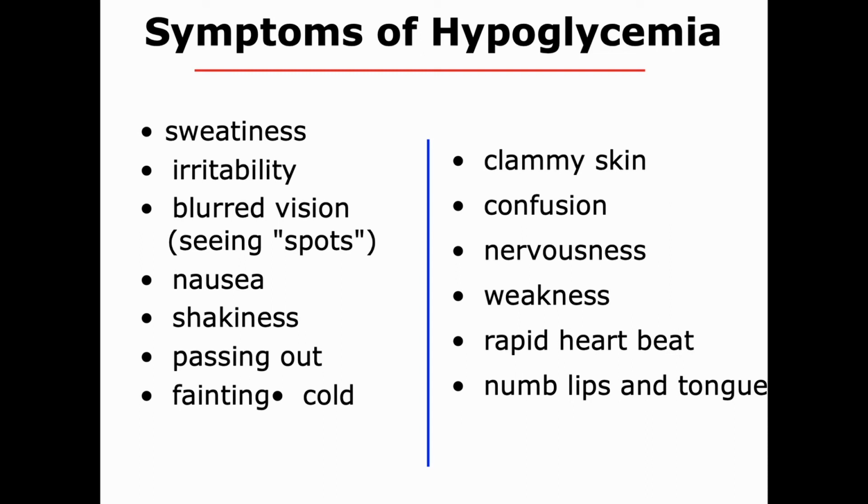So hypoglycemia is sweatiness, irritability, blurred vision, nausea, shakiness, passing out, fainting, cold, clammy skin, confusion, nervousness, weakness, rapid heartbeat, numb lips and tongue. And for hyperglycemia, it's fatigue, increased appetite, increased thirst, frequent urination, blurred vision, dry, itchy skin, poor healing of wounds, flu-like aches and headaches. Those sound so similar, don't they?